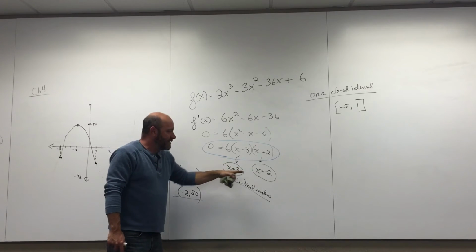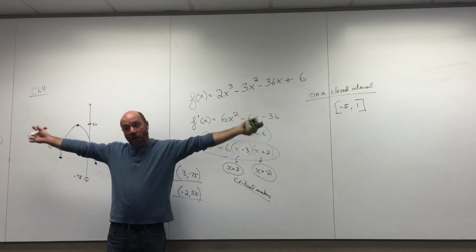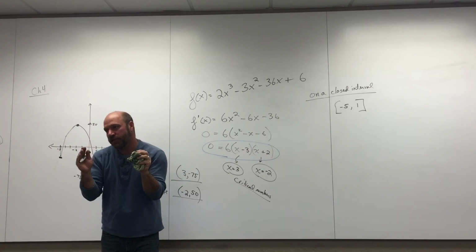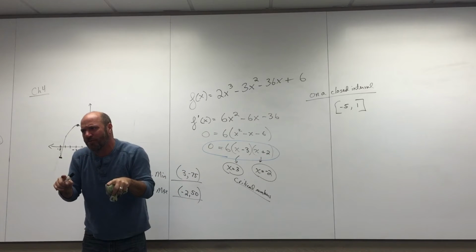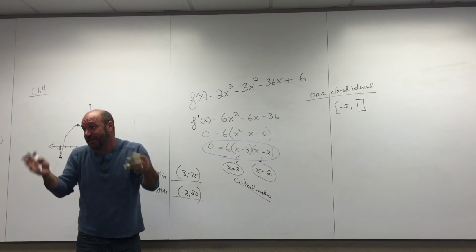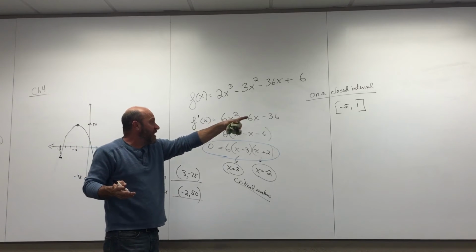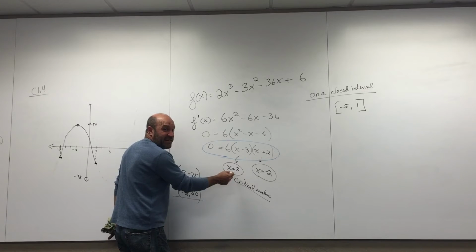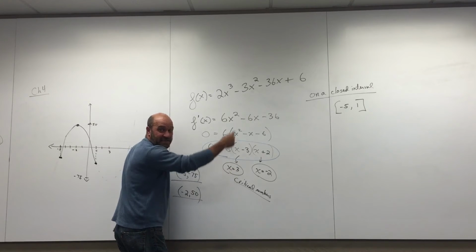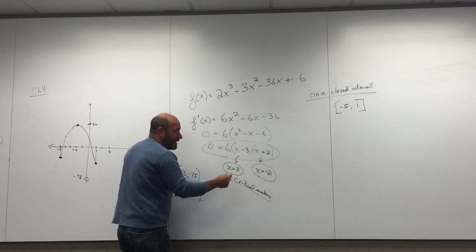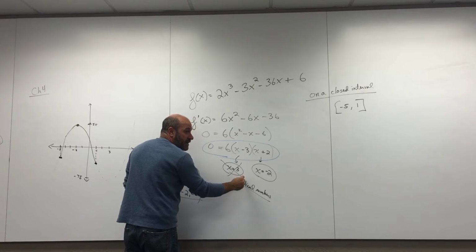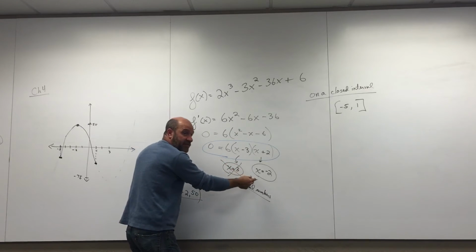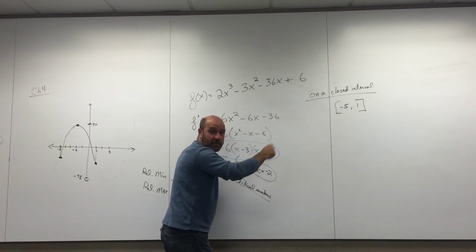Well, wait a minute. They are negative 2 and 3 in the big overall picture, but now they're making me work on this closed interval. So I should only pick critical numbers that live in this closed interval. Negative 5 to 1, so the 3 gets tossed away. I mean, the 3 doesn't live in there, right? Okay, so we won't even consider the 3. So my only critical number is negative 2 if I'm working on this closed interval.